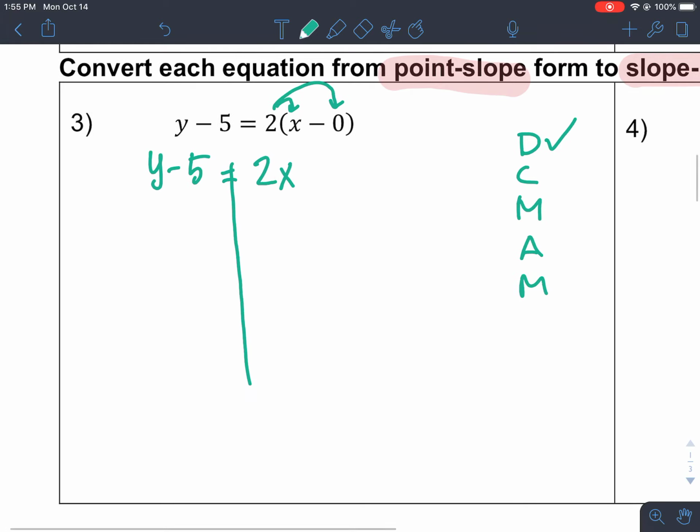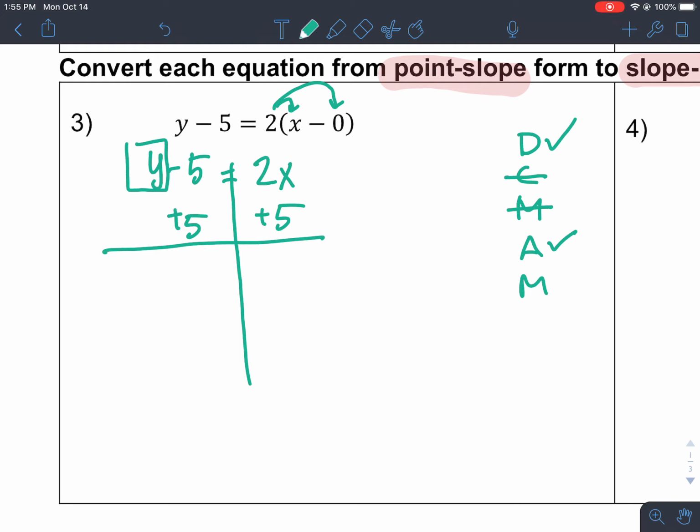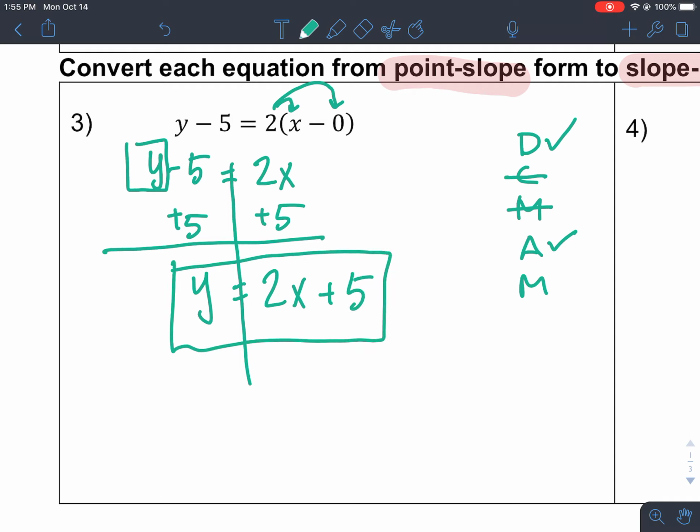Okay, I do not need to combine or move any variables, but I do need to add or subtract. So remember, I'm trying to get that y by itself. So I'm going to add 5 to the other side. And what I'm left with is y equals 2x plus 5. Okay, and I didn't multiply or divide, so I'm going to cross that one out.